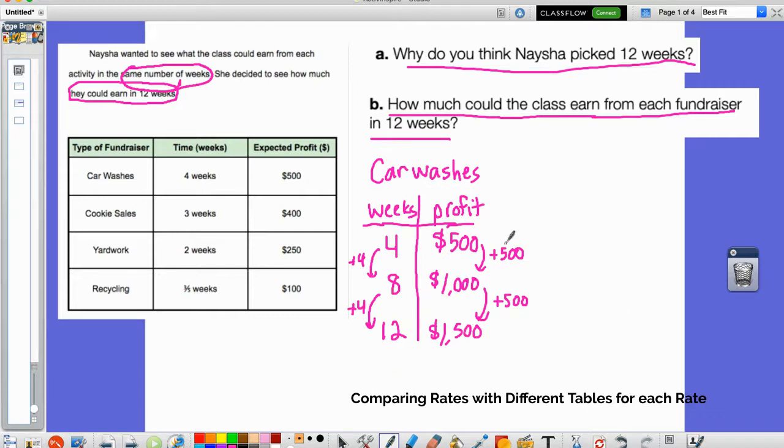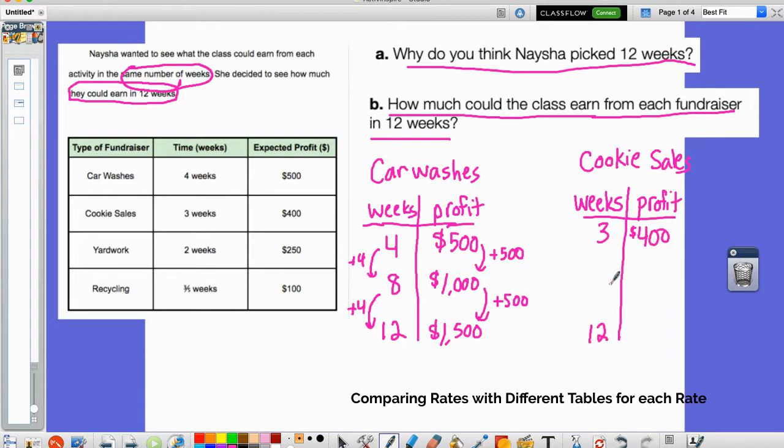Okay, now I'm going to take a look at cookie sales. So for cookie sales, you would do a similar thing. And I'm just going to demonstrate this. Sorry. It should always be words at the top. So you should always have a heading. So weeks and profit are going here. And this is for cookie sales. We know cookie sales is $400 for every 3 weeks. $400. Okay. And now I also want to get to 12 because that is what we're talking about, 12 weeks.